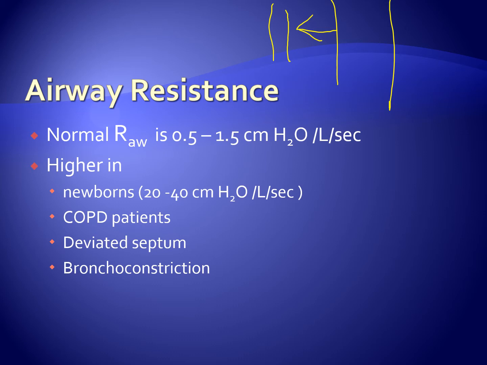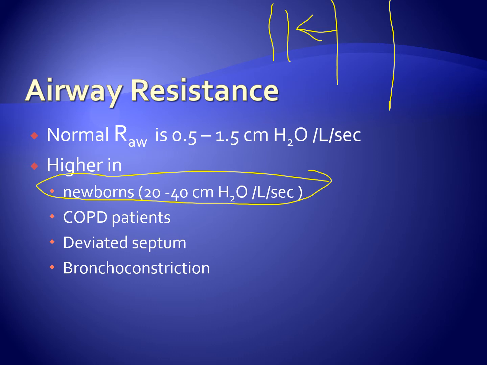And that's why if a newborn comes in and they're working hard to breathe, one of the first things you're going to do is suction out their nose, because we know that if there's a lot of mucus or anything weird up there, that can cause a lot of problems, okay? So that's why newborns have a super high Raw, right? Not only that, but how small is the radius of their airways compared to the radius of your airways, right? So there's a lot of reasons for their airway resistance to be that much higher.